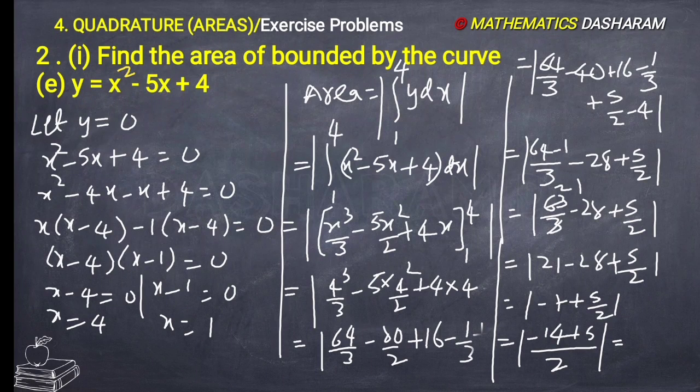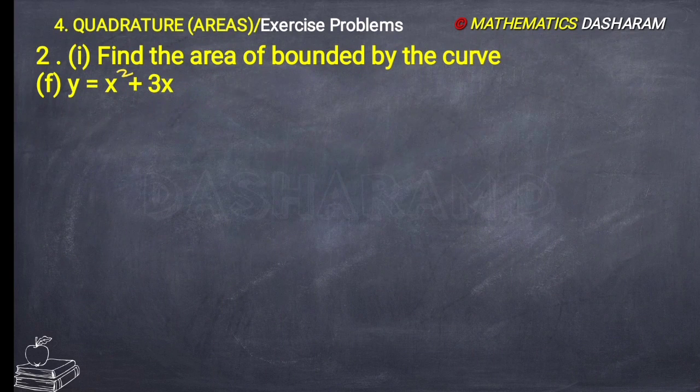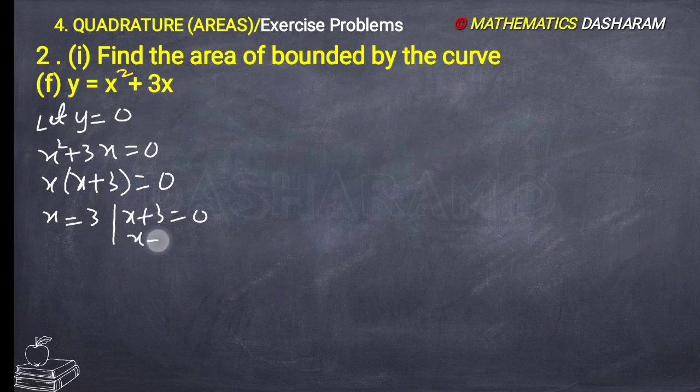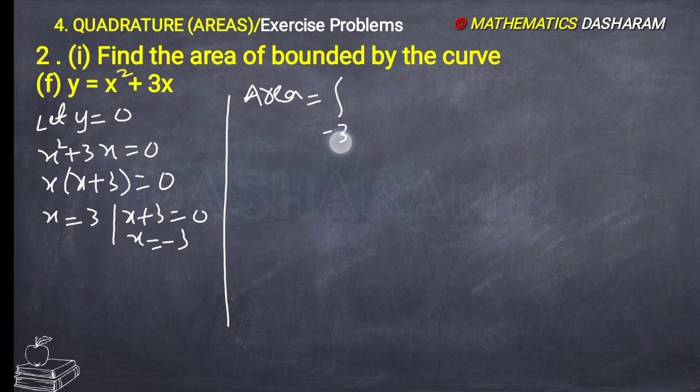And but here the mod symbol is there, so 9 by 2 square units. Question number F, y equals x square plus 3x. So x square plus 3x equals 0. Take x common: x(x plus 3) equals 0, x plus 3 equals 0, x equals minus 3. So the area equals the integral from minus 3 to 0 of y dx.